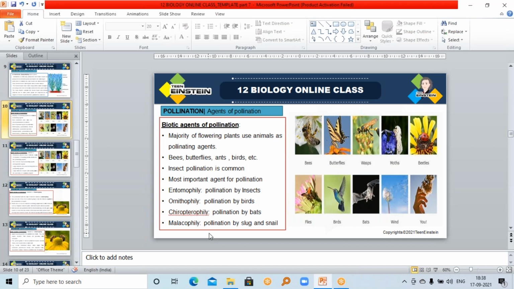So you can note down: entomophily is pollination by insects, ornithophily means pollination by birds, chiropterophily means pollination by bats, and malacophily means pollination by slug and snail. Clear?